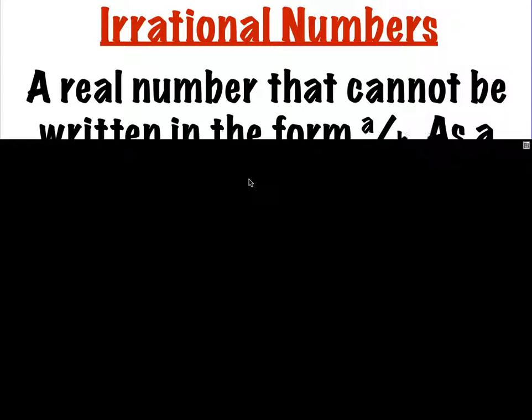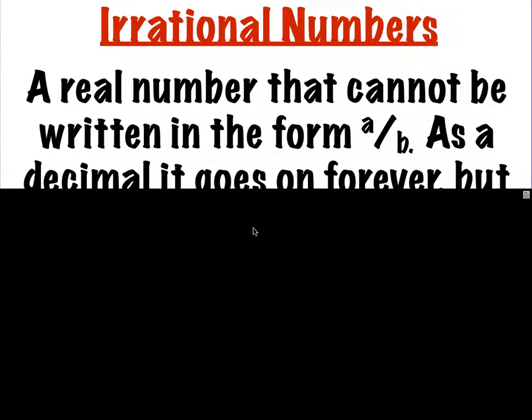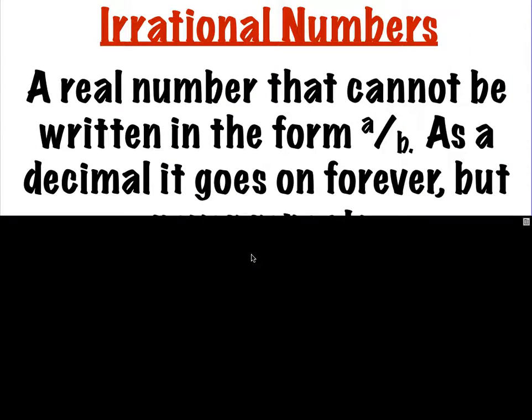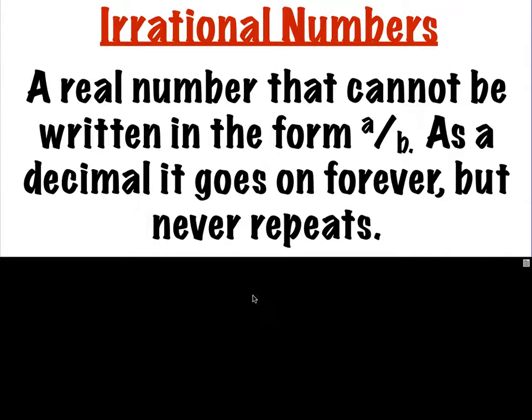Irrational numbers. Irrational numbers are real numbers that cannot be written in the form A over B. And to make it a little bit simpler, as a decimal, they go on forever but never repeat.